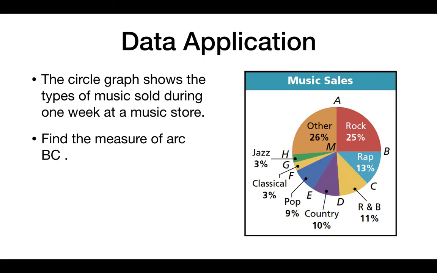Now let's do this. This is a data application. So the circle graph shows the types of music sold during 1 week at a music store. We're going to find the measure of arc BC. So what we notice here is arc BC is going to be 13%.